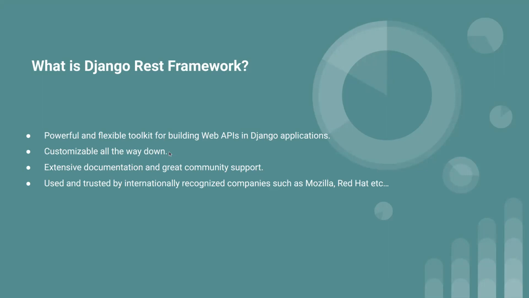Another advantage is that Django REST framework is known for its comprehensive and well-maintained documentation. The documentation covers all aspects of the framework, including installation, serialization, views, and authentication permission, etc. The documentation includes clear examples, code snippets, and explanations, making it a valuable resource for both beginners and experienced developers.